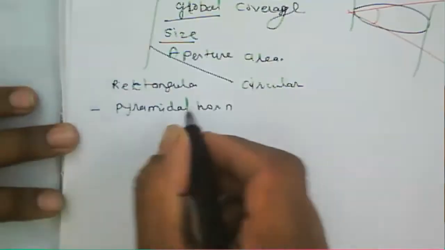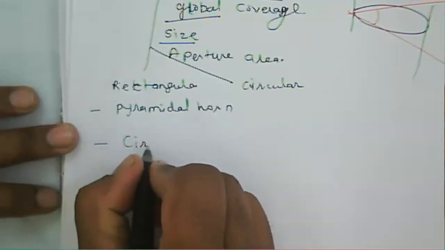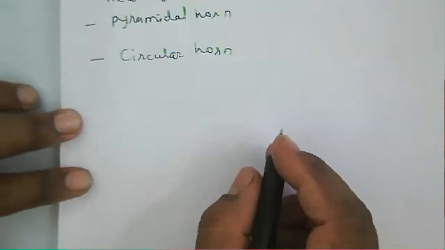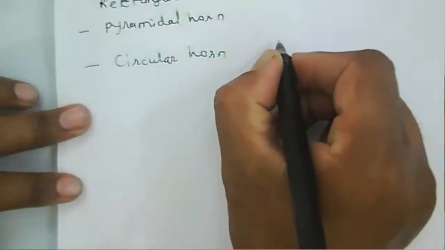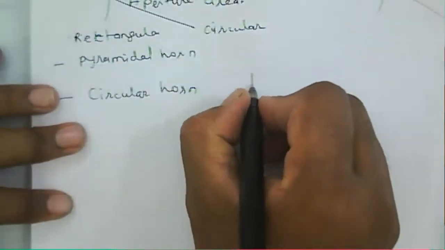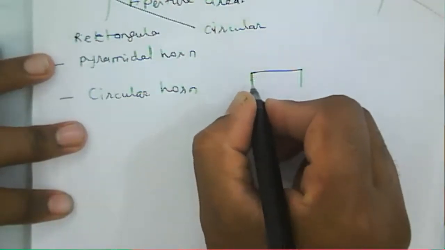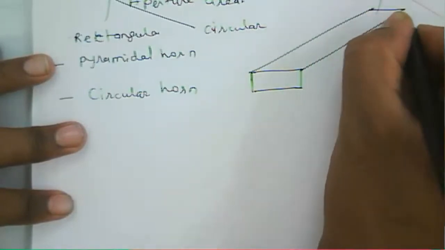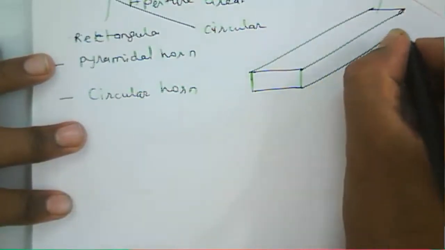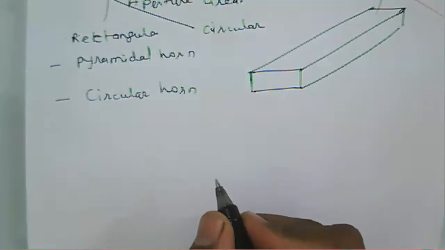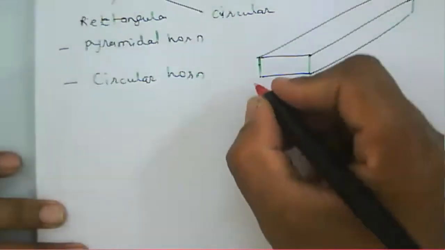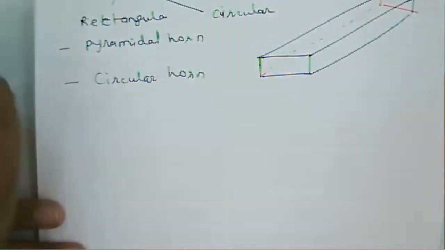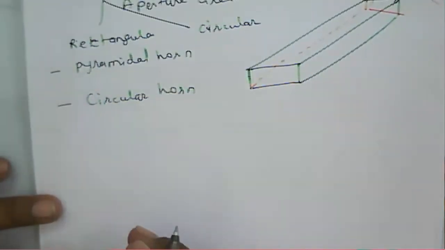And that is about the pyramidal horn antenna, or we can say a circular horn antenna. In the case of a pyramidal horn antenna, we should know what we mean by a waveguide. A waveguide is a structure that guides your signal. It is a hollow metallic structure that guides your signal and propagates your wave through this rectangular type of structure.